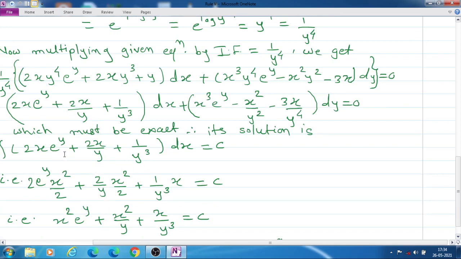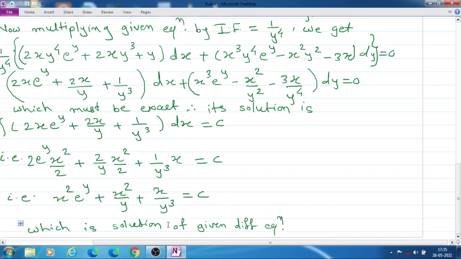So 2x e raised to y, integration is with respect to x, therefore y is constant. Therefore 2 e raised to y is constant. Integral of x is x square upon 2, plus here 2 upon y is constant and integral of x is x square upon 2, plus 1 upon y cube is constant and integral 1 dx is x. This is equal to the constant of integration c. So here 2 gets cancelled and we get x square e raised to y plus x square upon y plus x upon y cube is equal to c. And this is the solution of the given differential equation.